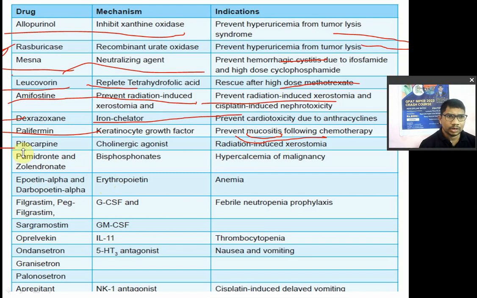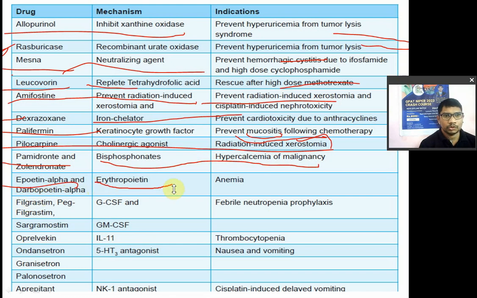Pilocarpine is used as a cholinergic agonist, for radiation-induced xerostomia. Eyes में problem आता है तो. Pamidronate and zoledronate, they are the bisphosphonates used in the hypercalcemia caused by malignancy. Epoetin alpha and darbepoetin alpha, so they are erythropoietin. They are used in the chemotherapy caused anemia. Filgrastim and pegfilgrastim, granulocyte colony stimulating factor, are useful in the febrile neutropenia prophylaxis.